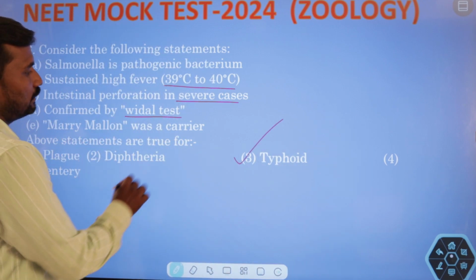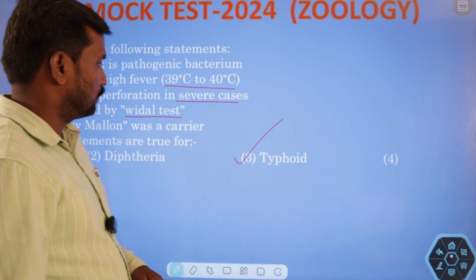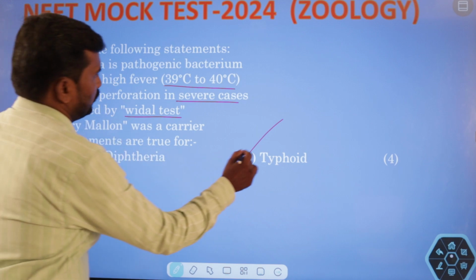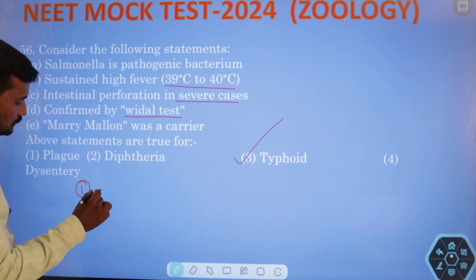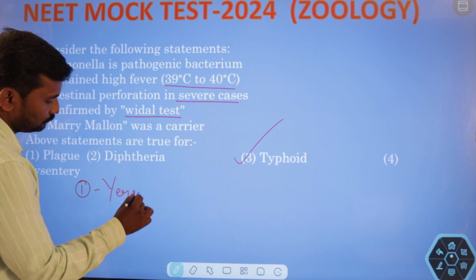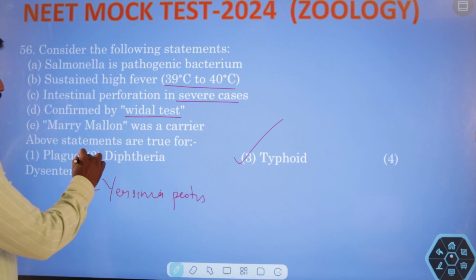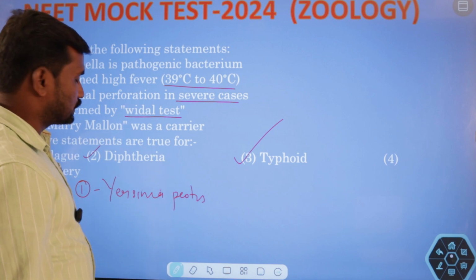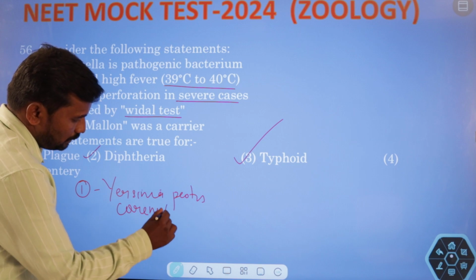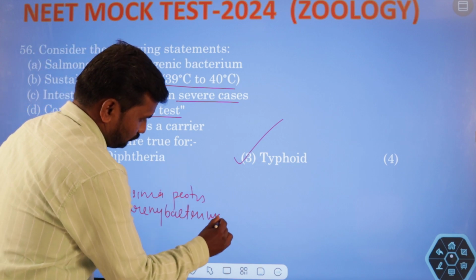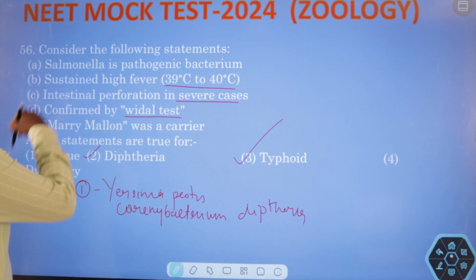Mary Mallon was a carrier. Unknowingly, she spread the disease for many years, though she appeared like a normal person. So the correct answer is typhoid, based on the statements. What about the others? Plague is also a bacterial disease, caused by Yersinia pestis. Diphtheria is also a bacterial disease, caused by Corynebacterium diphtheriae. Those are bacterial diseases, but not related to the statements.